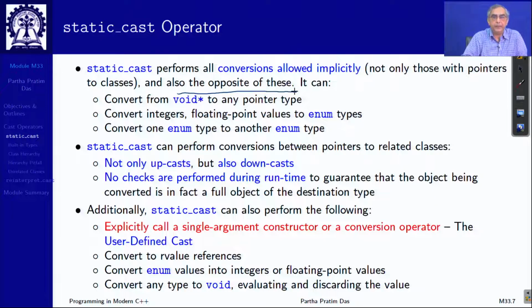It also allows us to do some of the opposite things. By implicit conversion you can convert any pointer type to void star, but certainly you cannot convert void star to a pointer type, which you can do by static cast in case you need to really reassign a type to a pointer. You can convert integer and floating point values to enum types, you can convert one enum type to another enum type and so on. You have to be very careful always, because when you are doing these things you must know what you really mean and what you are really doing.